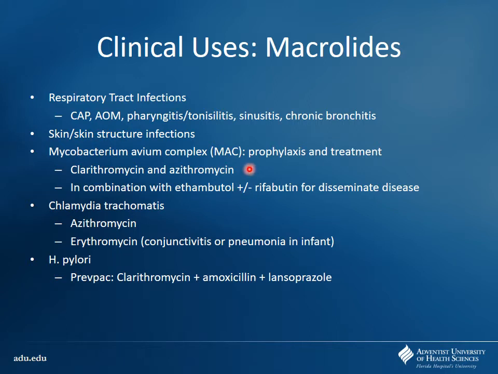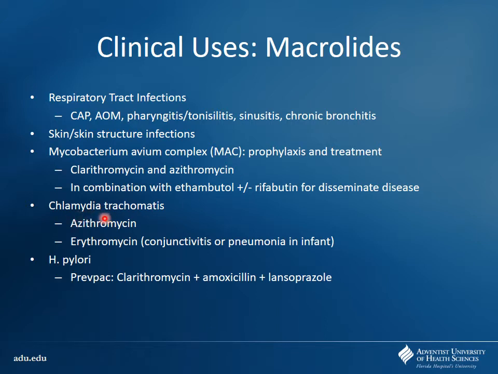And then some other kind of specialized cases where we might see them being used include this one called Mycobacterium avium complex, or MAC. This is actually an opportunistic infection that occurs in more end-stage HIV patients or patients with AIDS. And so this is used both for prophylaxis and also for treatment. So you may see patients, once their CD4 count gets down to like 50, then you will start giving something like azithromycin in order to prevent MAC from occurring, things like that.